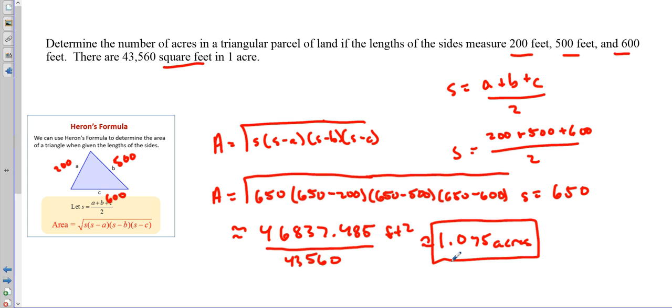All right, easy little formula to use. Very helpful if you're given an oblique triangle. Don't use it a ton, but it usually will come up in various trig problems. All right, well, I hope this helps you out on how to use Heron's formula to find areas of an oblique triangle when you're given three sides.